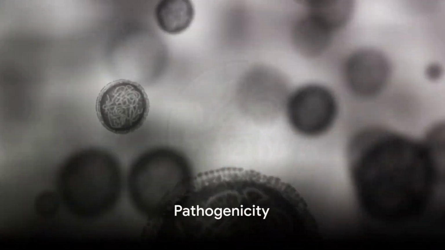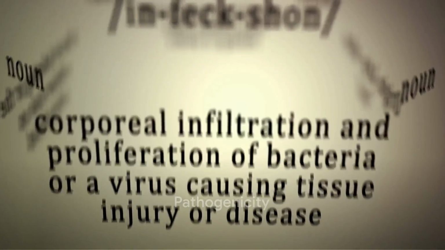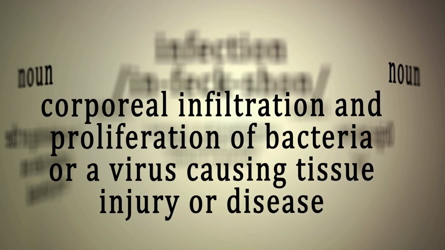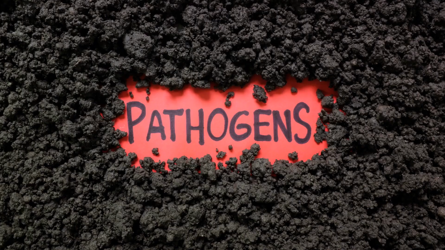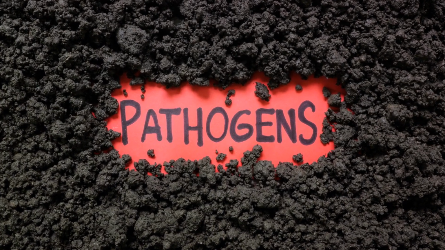Next in line is pathogenicity. Pathogenicity refers to the ability of an organism, a pathogen, to produce an infectious disease in another organism. It's essentially a measure of a pathogen's destructive power.